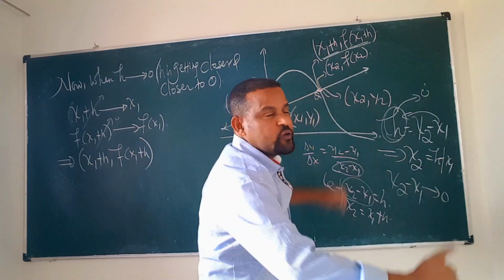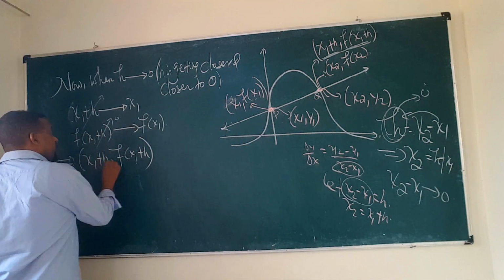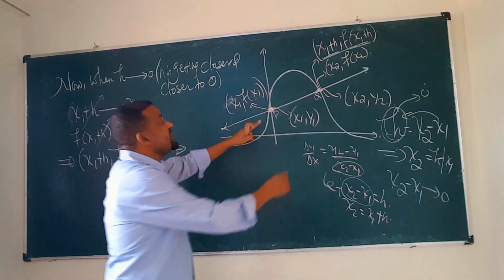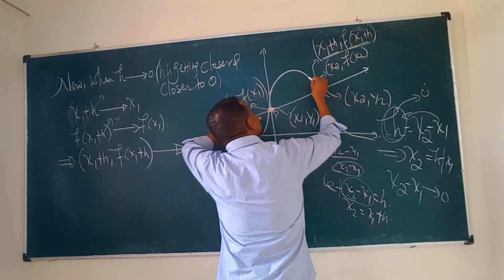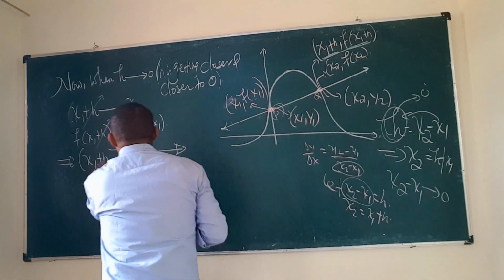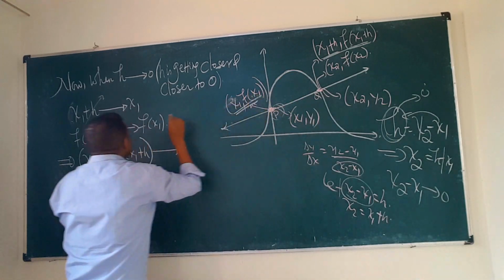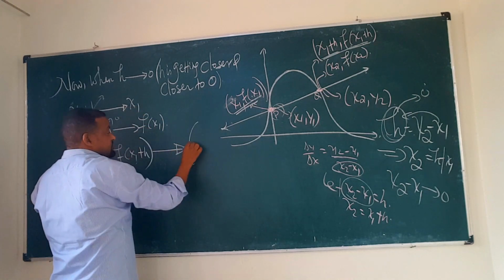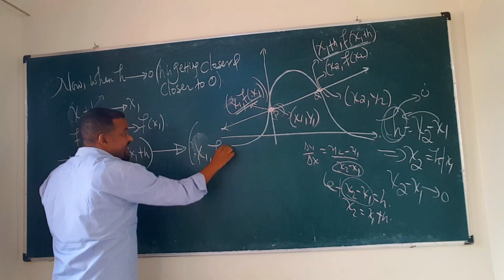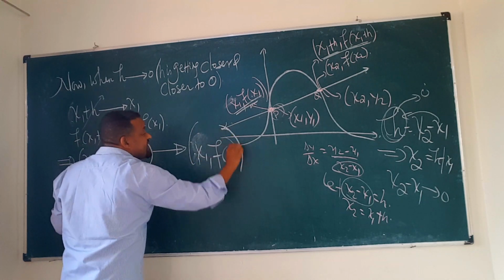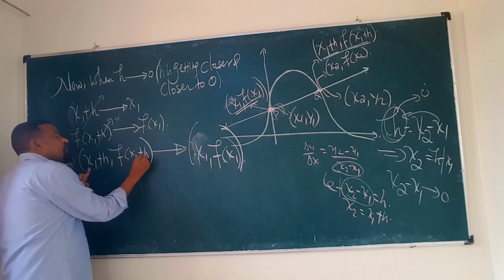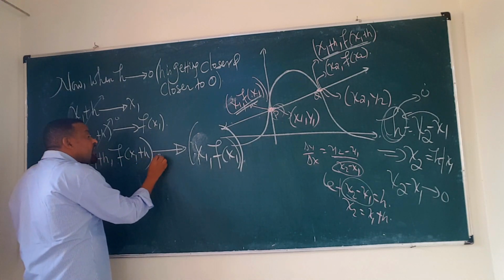When the value of h approaches 0, where is this point approaching? It approaches P. So this point approaches x1 and f of x1. That means the point x1 plus h, f of x1 plus h approaches where?